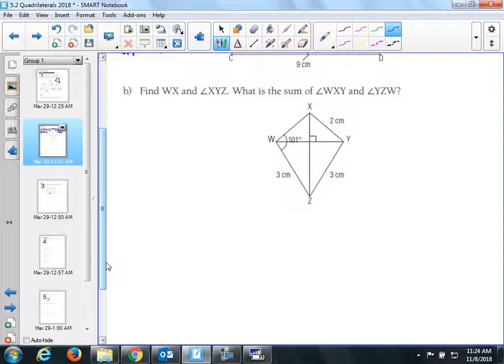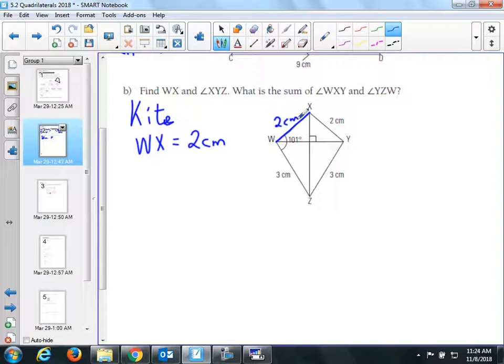Now, it doesn't ask you what shape this is, but let's just write this down. It's a kite. All right, a kite. Now looking at this, finding WX. WX is this side. Since it's a kite, I know that the bottom two sides, 3 and 3, are the same. I know that WX is the same as XY. So WX is equal to 2 centimeters. That's right here. Okay?